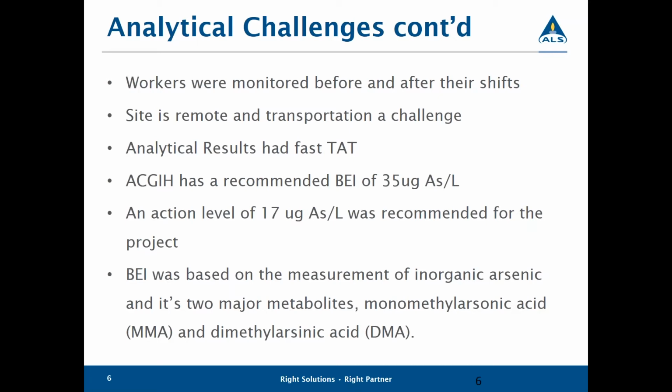So the biological exposure index as well was based on the inorganic forms of arsenic, which are considered the most toxic, so arsenic 3 and arsenic 5, and then the major metabolites of those two species, which are monomethyl arsonic acid, or MMA, and dimethyl arsinic acid, or DMA. So the sum of those had to add up to less than 17 micrograms per liter, and definitely less than 35, but that's an action level, 17 micrograms per liter.